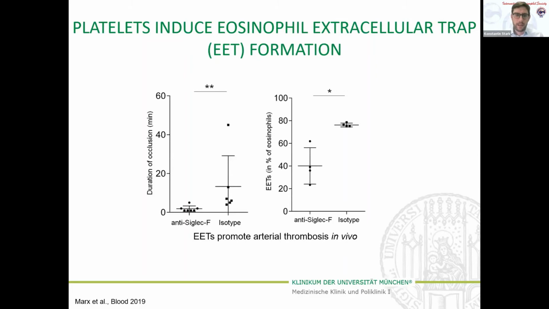When we used this anti-Siglec-F antibody in mice, which is known to deplete eosinophils, but in this case we applied it very shortly before we induced thrombosis, so only 30 minutes before, this did not lead to a significant reduction of eosinophils. We saw that this reduced the formation of thrombi, but also resulted in less formation of eosinophil extracellular traps.